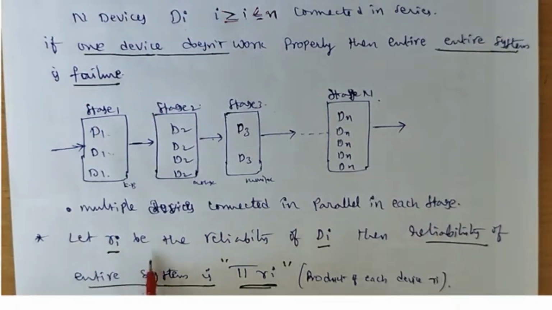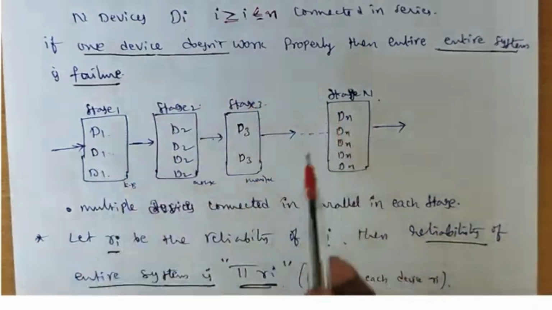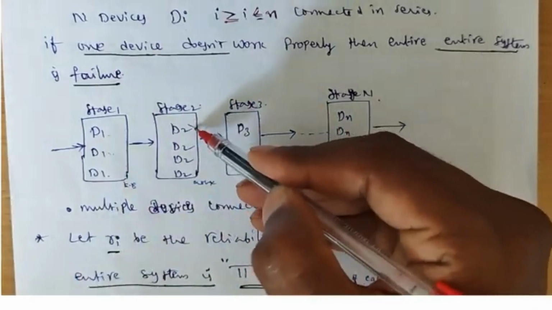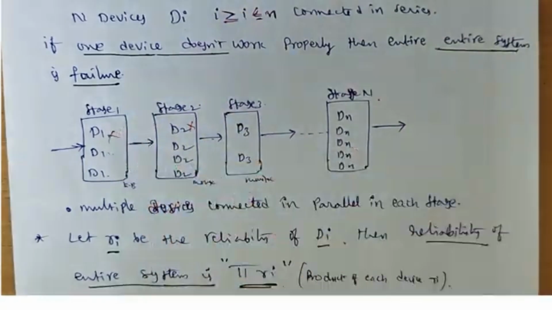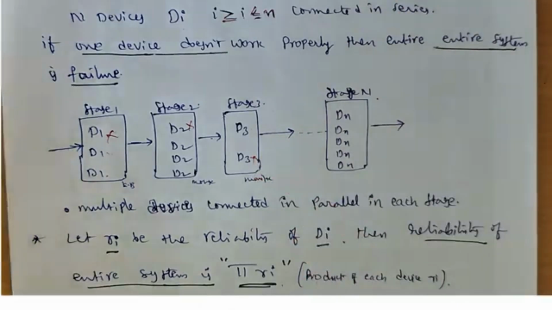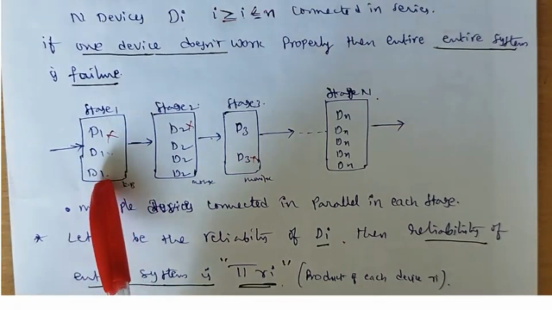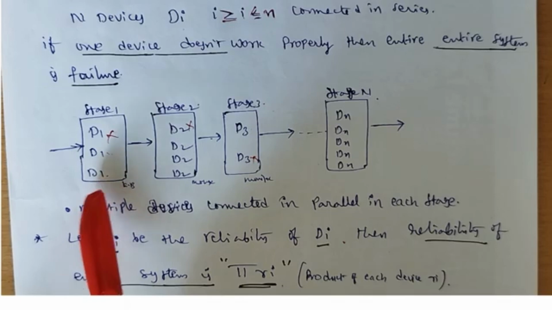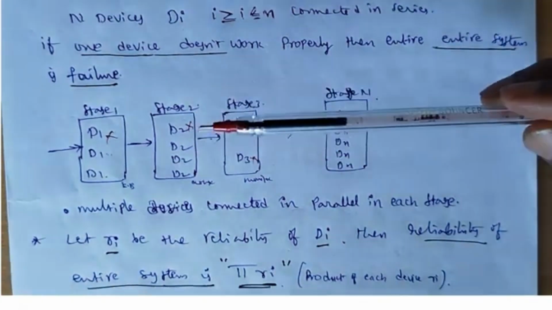Let Ri be the reliability of Di. Then the reliability of the entire system is the product of Ri. If you arrange like this, suppose in stage 2 this device is not working, this device is a failure. And in stage 1 the first device is a failure, and here D3 is a failure. Assume. Then what happened? Immediately the second device or third device will work properly, and the process will be completed. There is no disturbance of the work.